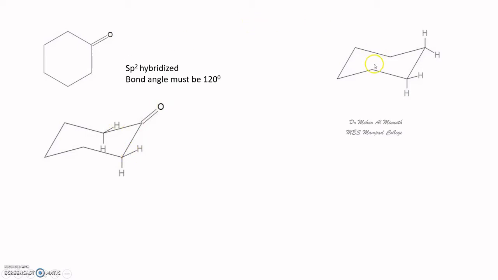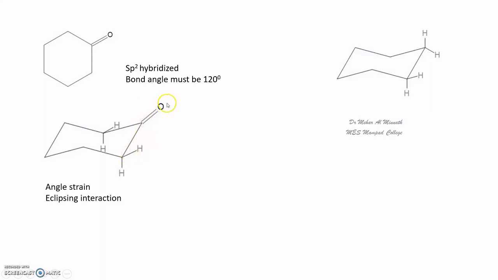But when you take cyclohexane, all the adjacent CH bonds are in the staggered form, isn't it? But here, the carbonyl carbon and the CH bond are eclipsing each other. And this carbonyl carbon experiences an angle strain because it has to exist at 120 degrees, but it is not at 120 degrees, it is almost near to 109 degrees 5 minutes. So cyclohexanones experience angle strain and eclipsing interaction.